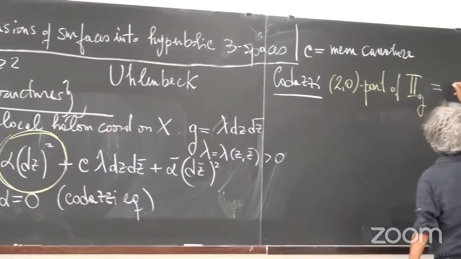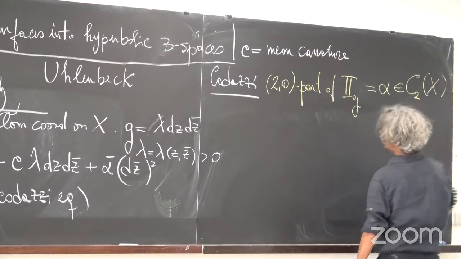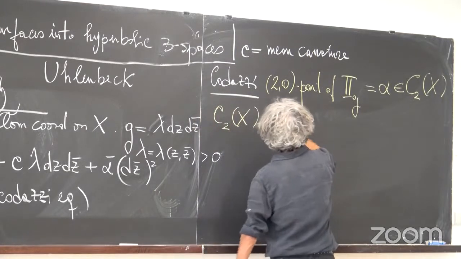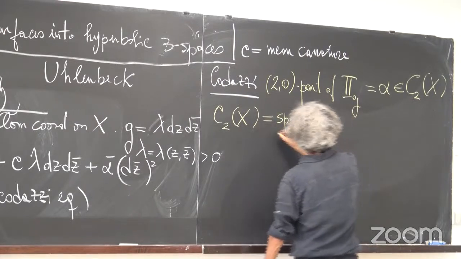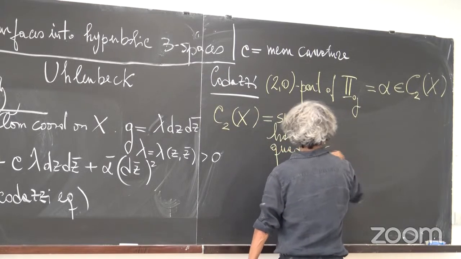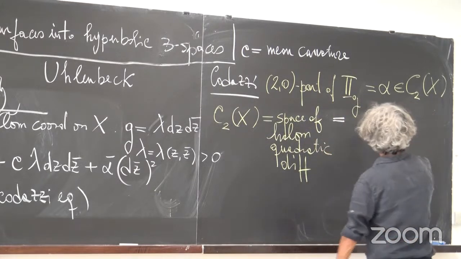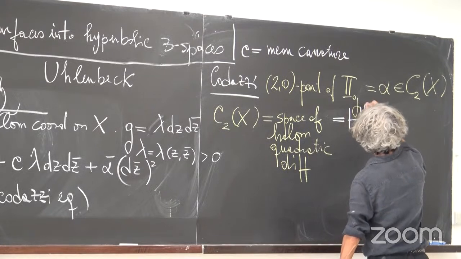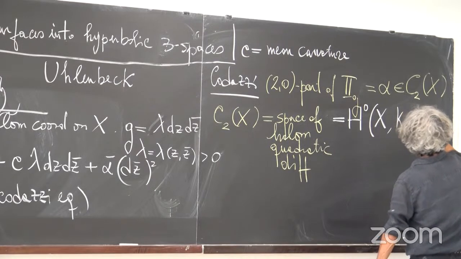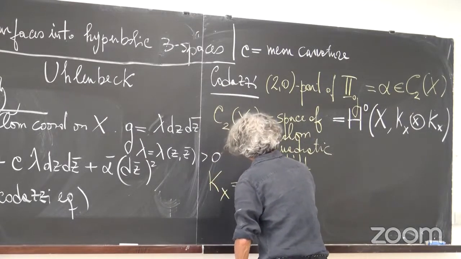So the 2-0 part of the second fundamental form is equal to alpha, where alpha is an element of the space H^0(K_X^2), the space of holomorphic quadratic differentials. Another way of saying this is that it is in fact the space of holomorphic sections of K_X tensor K_X. And here K_X is just the canonical bundle of the surface.